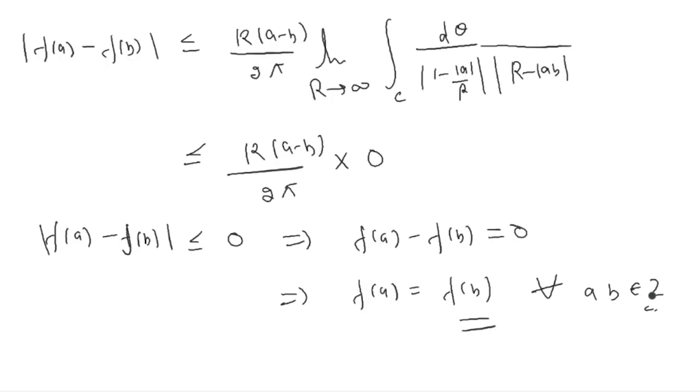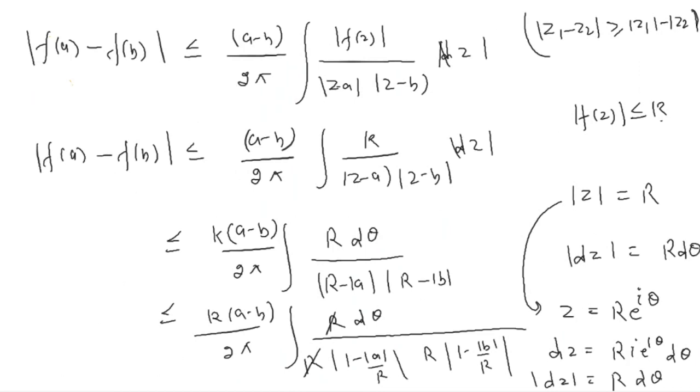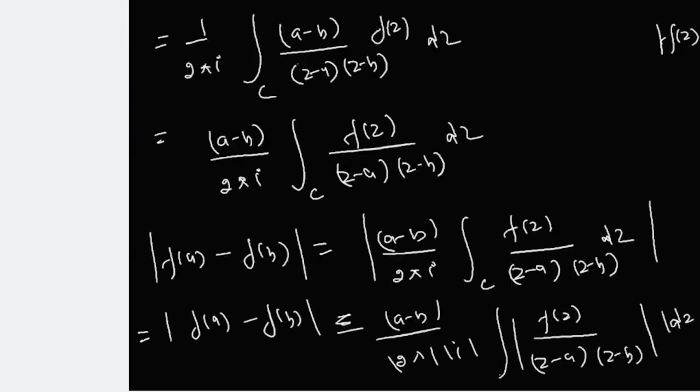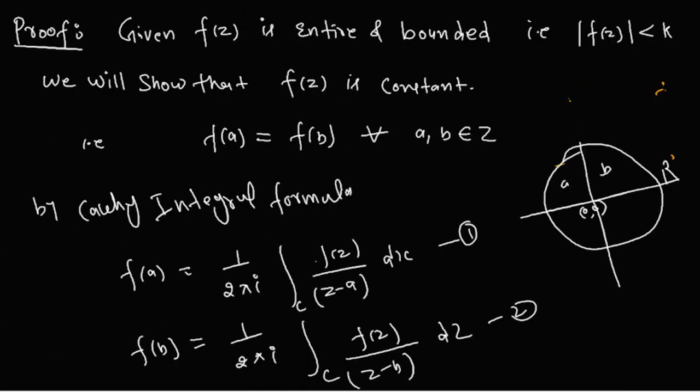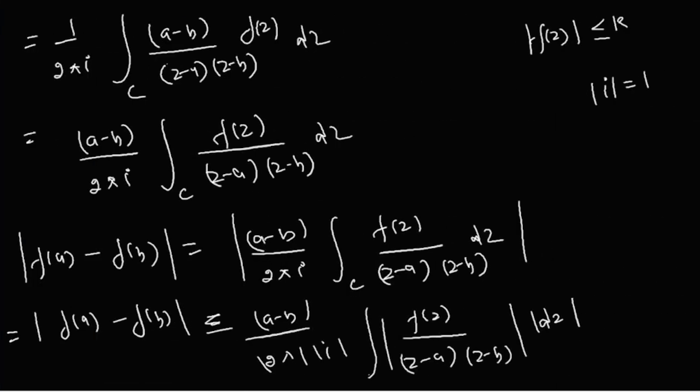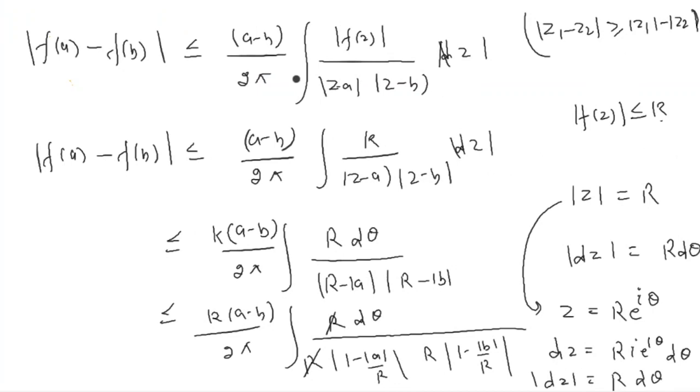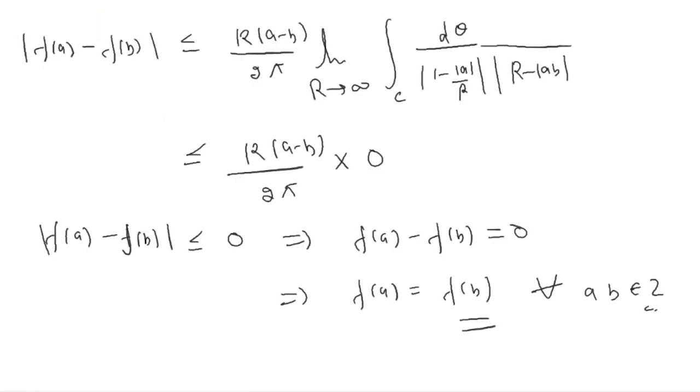So we have to prove the function is constant. As you can see, first we take the function to be entire and bounded, and we need to show that the function is constant. Function is constant means f of a equals f of b for all a, b, and by the use of Cauchy integral formula, we have proved this. With simple steps, we get f of a equals f of b, the function is constant. It means the Liouville theorem is proved.